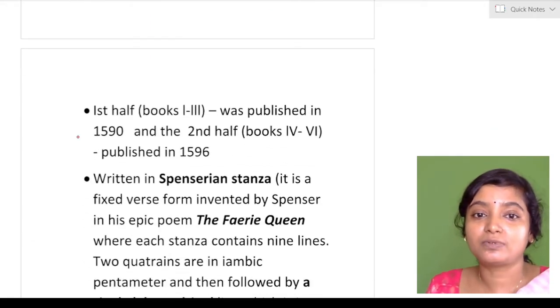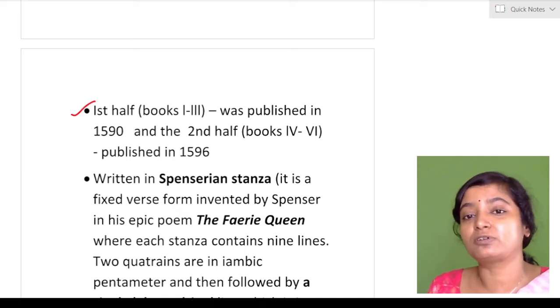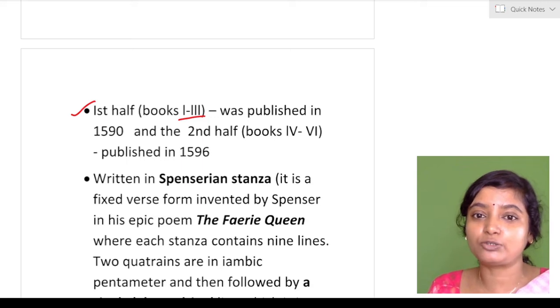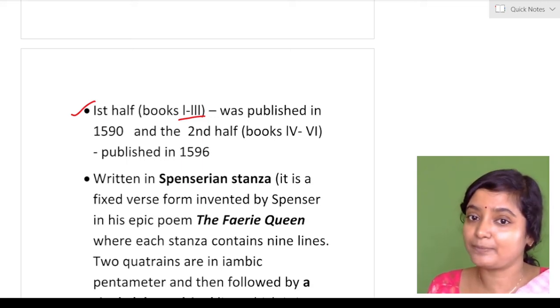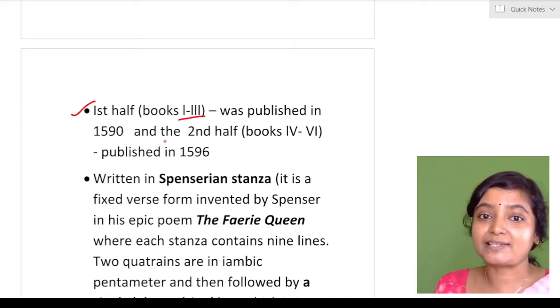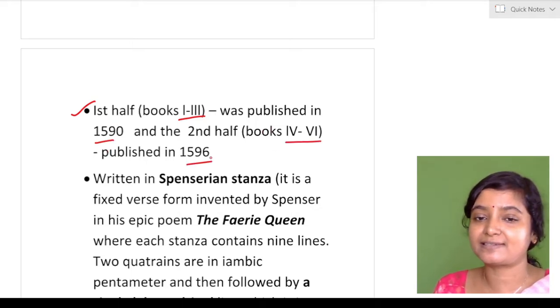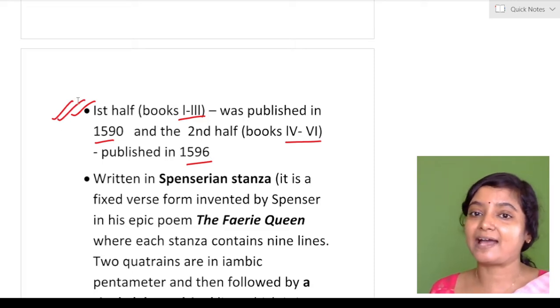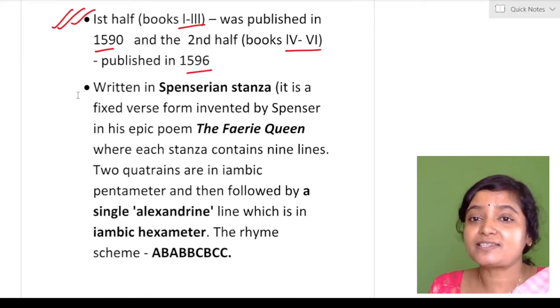The Faerie Queene is divided into two parts because it was published in two parts, at two different times. The first three books, that is book 1 to 3, were published in 1590. And the second half, that is book 4 to book 6, was published in 1596. It is very important to keep in mind these two publication dates and the number of books published each time, 3 and 3. It was written in Spenserian stanza.